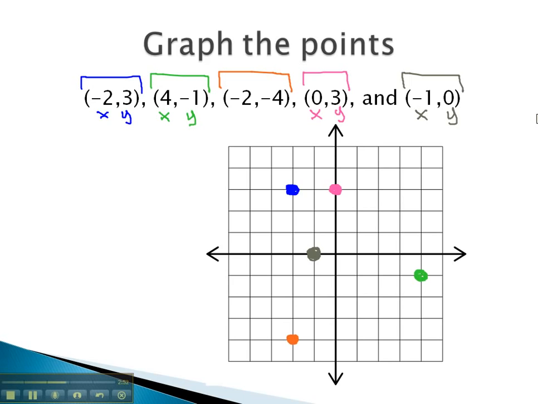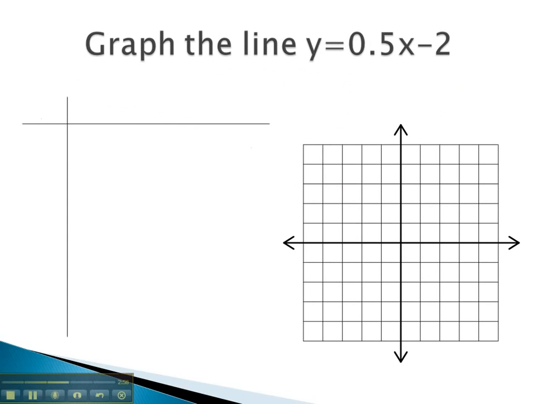Often, we're more interested in graphing shapes that represent equations than just random points. In this next example, we have the equation y equals 0.5x minus 2. We're going to graph a picture of the solutions to this equation by picking on our own several values for x and plugging them into the equation y equals 0.5x minus 2.